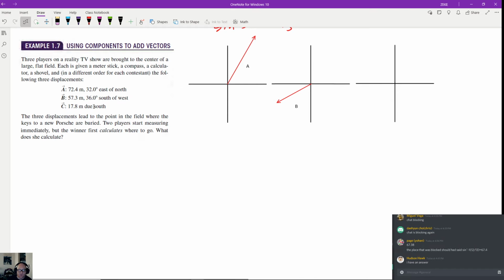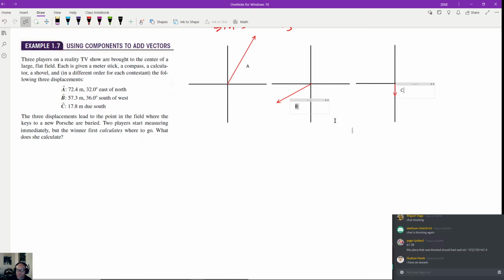And then 17.8 due south. That one's easy. That is basically straight down like this. But it's only 17.8, so we'll make it pretty short. That's vector C.